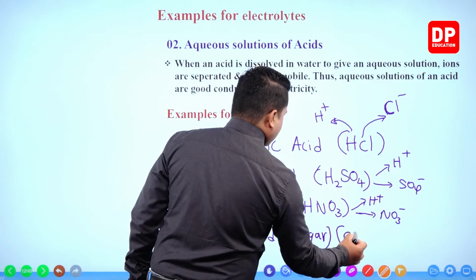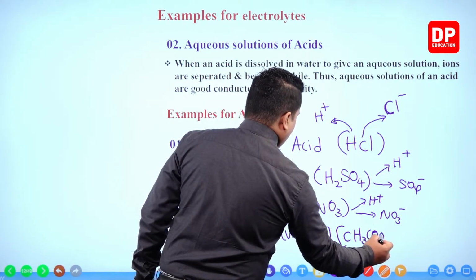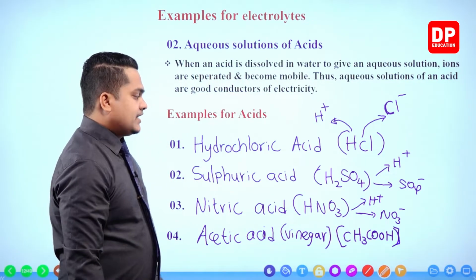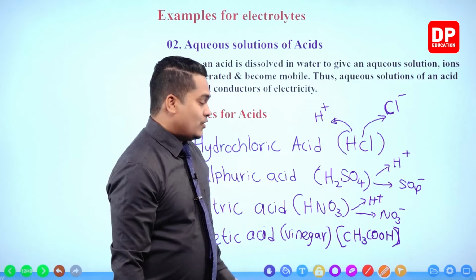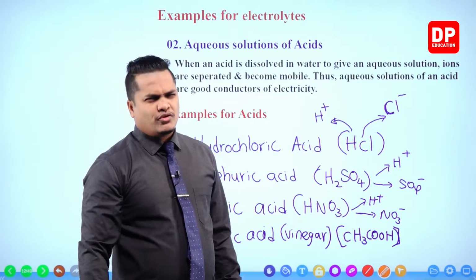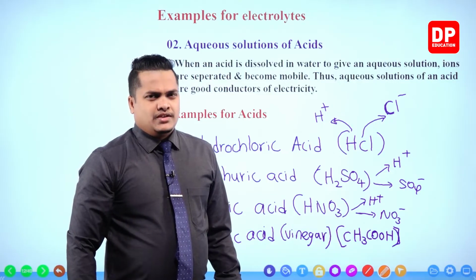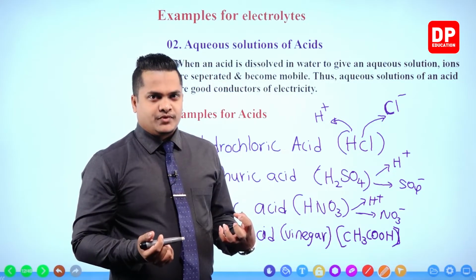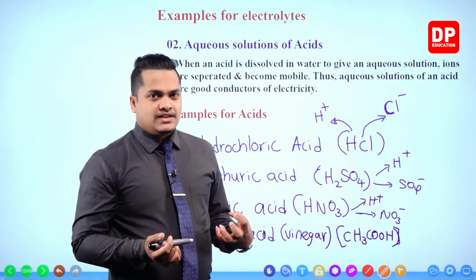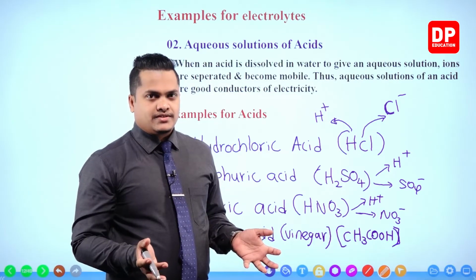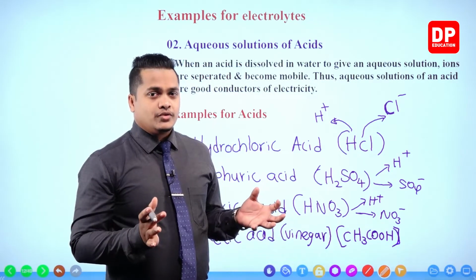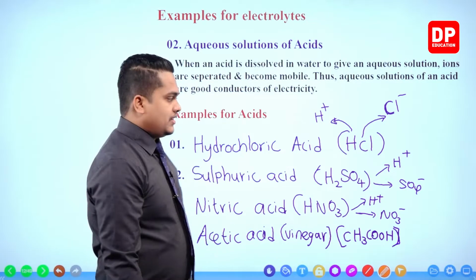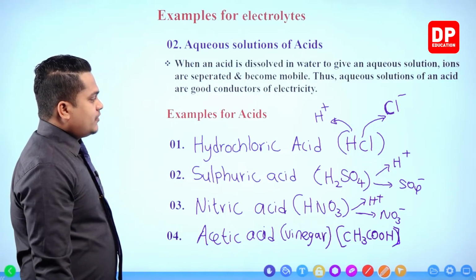The chemical formula is CH3COOH. I'm not going to write down how the mobile ions are getting separated. Actually, it is getting separated as CH3COO minus and hydrogen plus. You don't need to think about that. Within this lesson you have learned several extra things, and I think that you got a good idea about the lesson on electrolytes and non-electrolytes. So these are the examples for acids, my dear children.